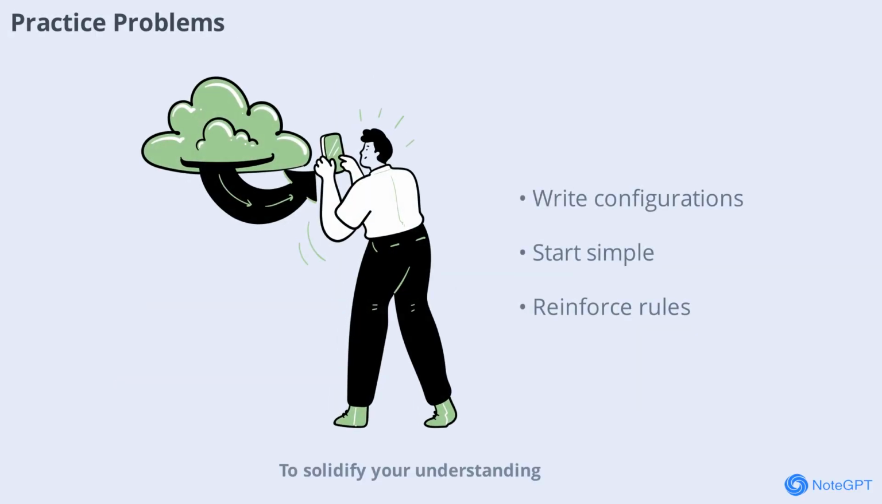To solidify your understanding, it's helpful to practice writing electronic configurations for various elements. Start with simple atoms like hydrogen and helium, then move to more complex ones like iron or krypton. Practice helps reinforce the rules and exceptions we've discussed.